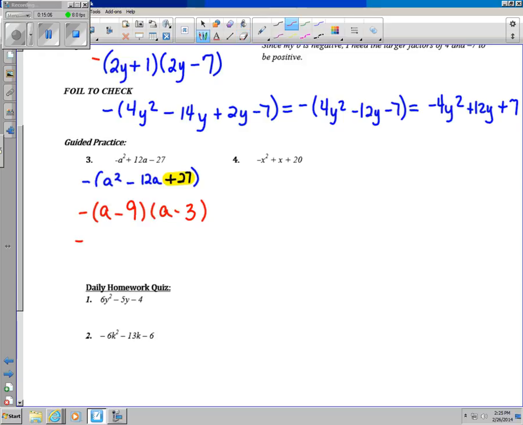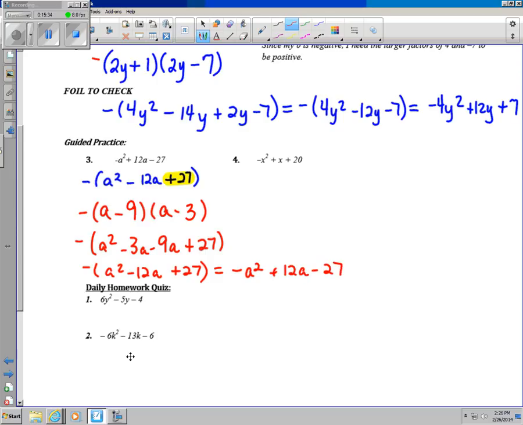Okay, so I'll leave my negative out front. A times A is A squared. Negative 3A minus 9A. And negative 9 times negative 3 is positive 27. Combine like terms. A squared minus 12A plus 27. Distribute the negative. Negative A squared plus 12A minus 27. And that checks.